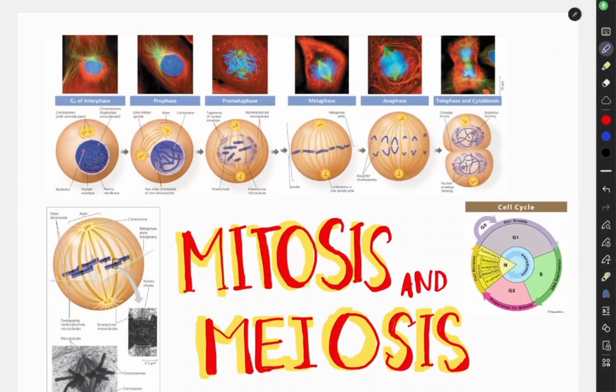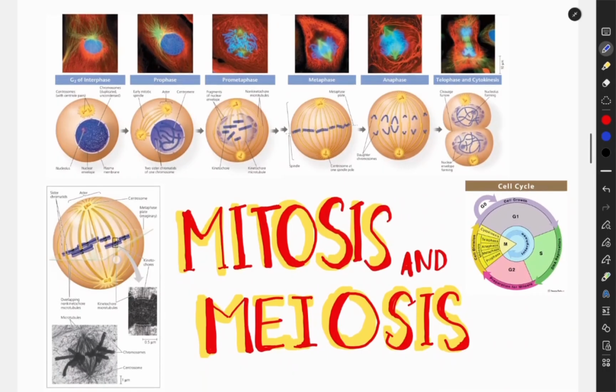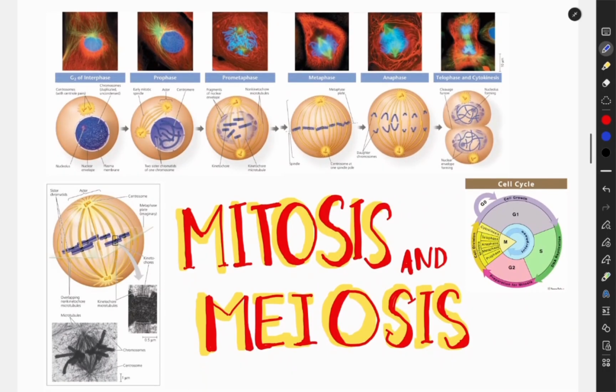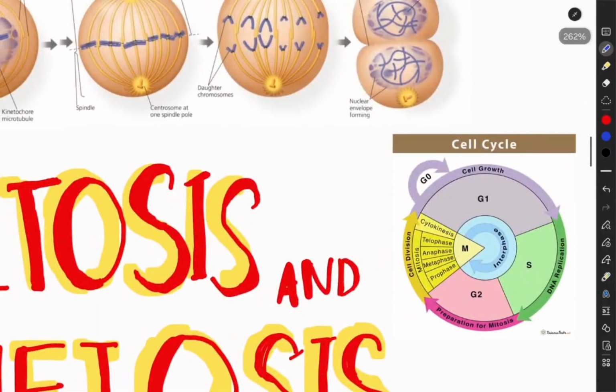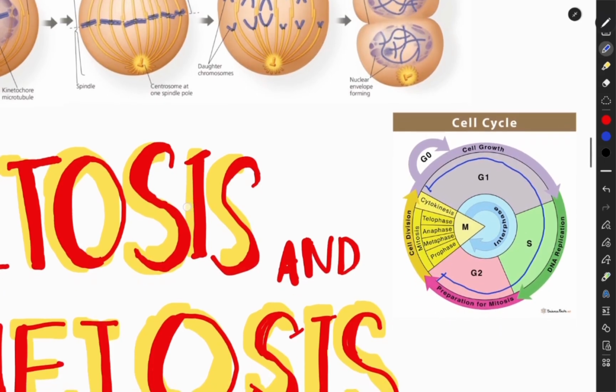Hi everyone, today I'll be explaining shortly about mitosis and meiosis. So first I need you to know about the cell cycle. The cell cycle consists of two main stages, the interphase, which is from this to this, and the mitotic phase, which we will discuss soon.